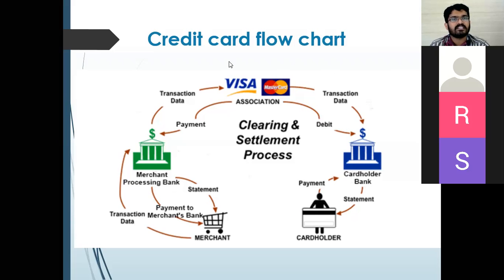So here Visa plays a very important role in mediating between the issuer and the merchant's bank, that is the acquirer. It's like an exchange, we can say. It's like an exchange which helps you in making the settlements.